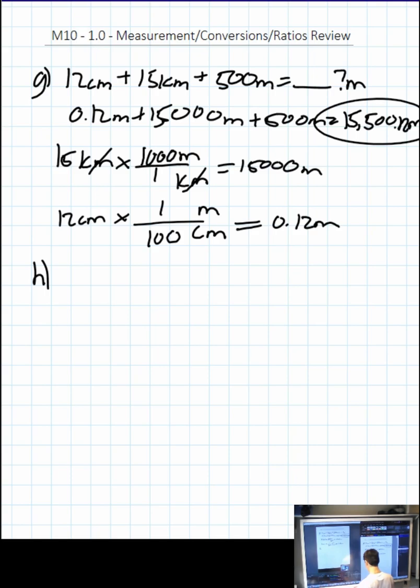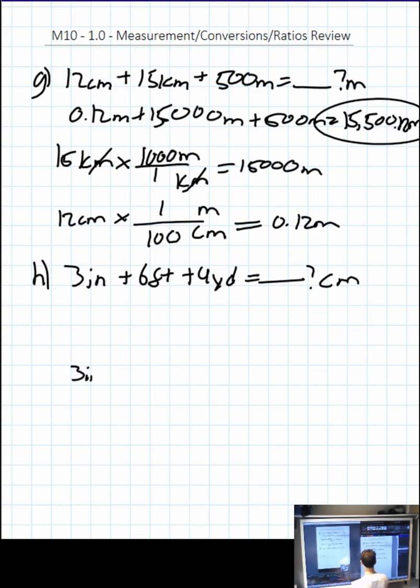So we have 3 inches plus 6 feet plus 4 yards equals question mark centimeters. So we need to get everything into centimeters. Let's start off with 3 inches times over. We want to cross off inches, so we're going to put them on the bottom. We want to get to centimeters, so we're going to put them on the top. And there are 2.54 centimeters in 1 inch.